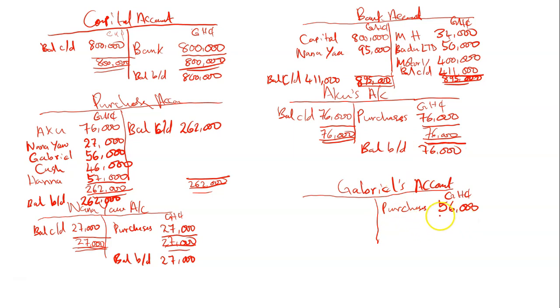So let's close this also. Please, they should be on the same line, okay, both the debit and the credit, the closing. So 56,000, 56,000. So balance carried down, since there's nothing here, it will be the entire 56,000. And then balance brought down for the next month will be 56,000. Then let's proceed to the next one.